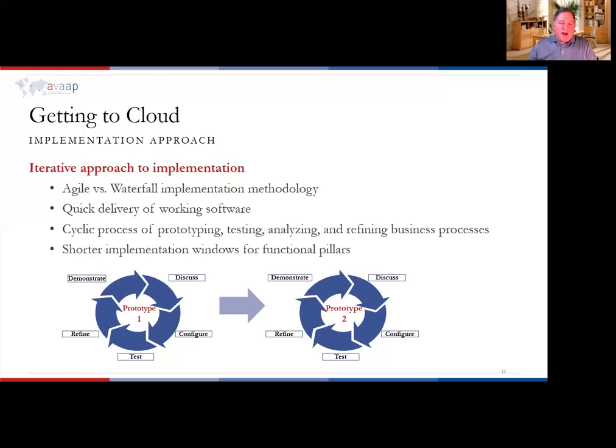There may be 4 or 5 prototypes that you're going through over the course of an implementation. Again, much different than a traditional implementation, and much more focused on the functional interaction as a user, but it's important to know this as you start getting prepared for the cloud.